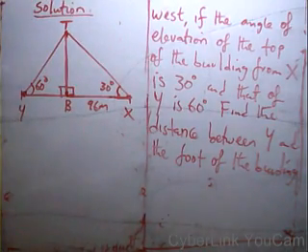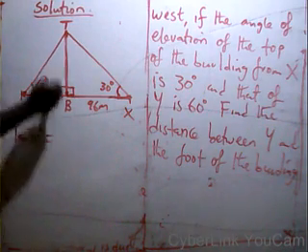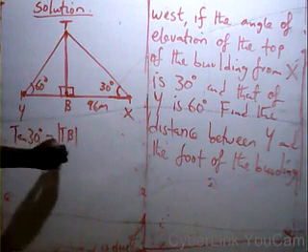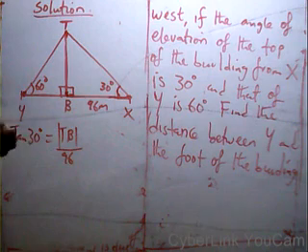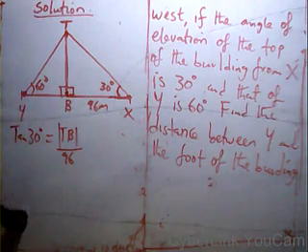We are going to use TOA. Tan 30 degrees is equal to opposite, which is TB, all over adjacent, which is 96. What is tan 30? Tan 30 is root 3 over 3, or 1 over root 3, which, when you rationalize, we are going to get root 3 over 3.